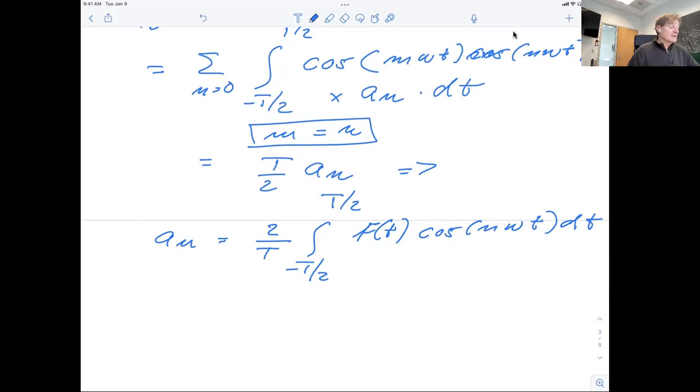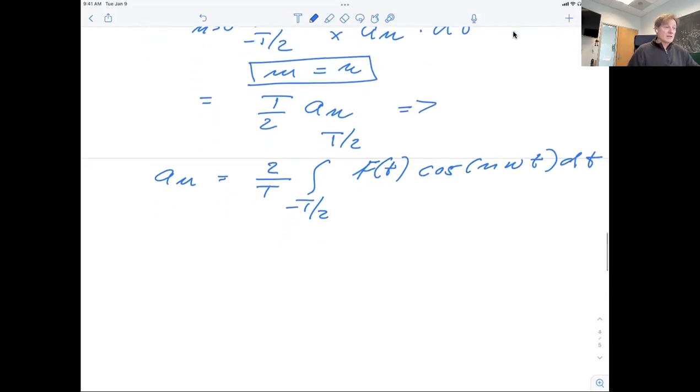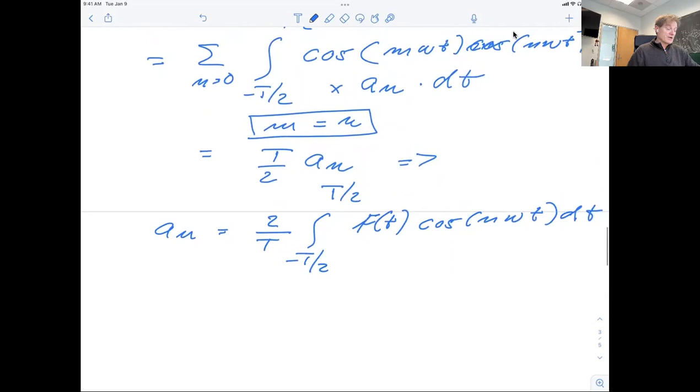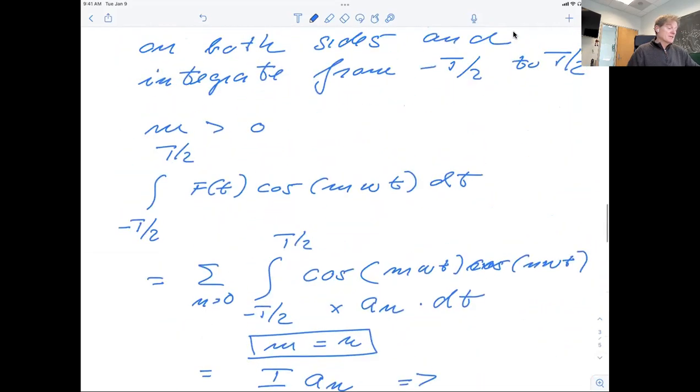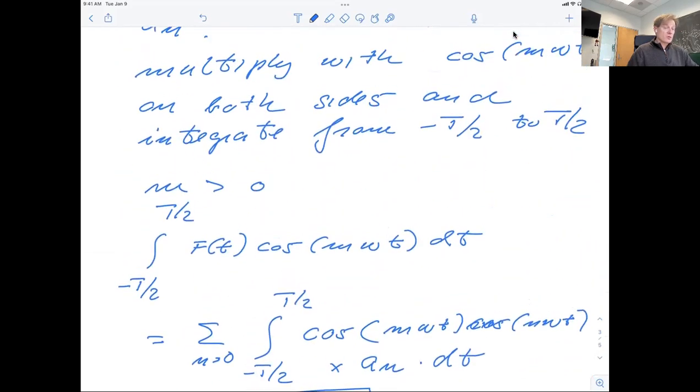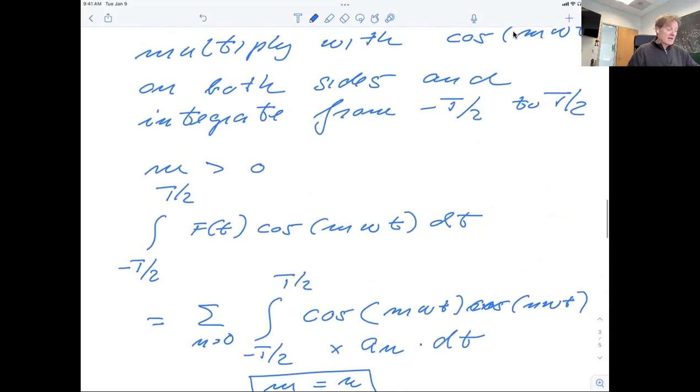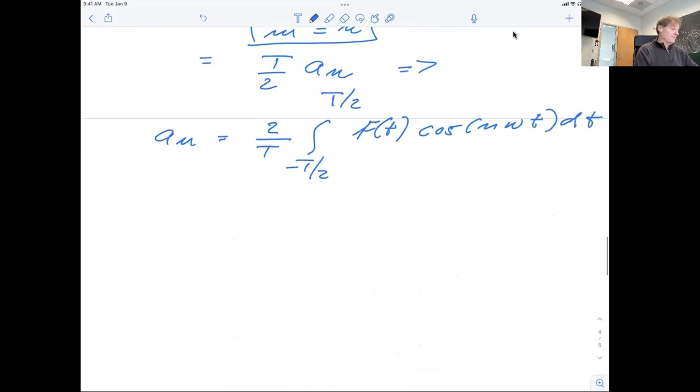Now I can do exactly the same thing with the sine part. So if we just go back here again, and instead of multiplying on both sides with cosine, I multiply on both sides with sine, then I can find the coefficients b of n.